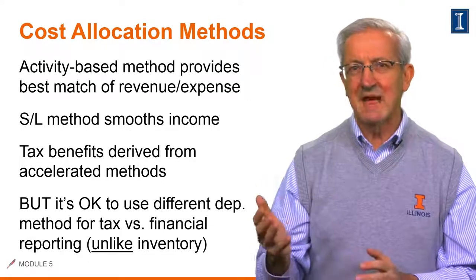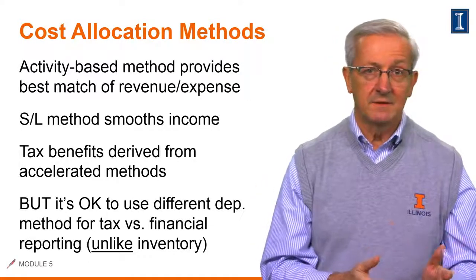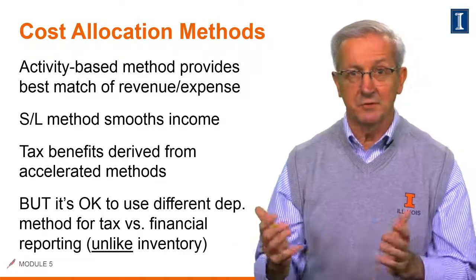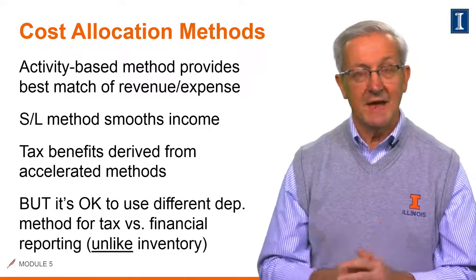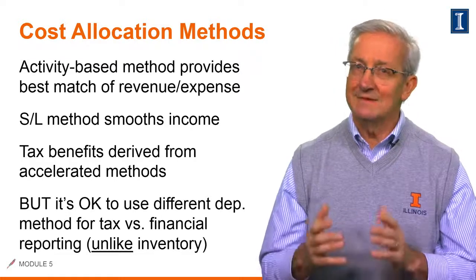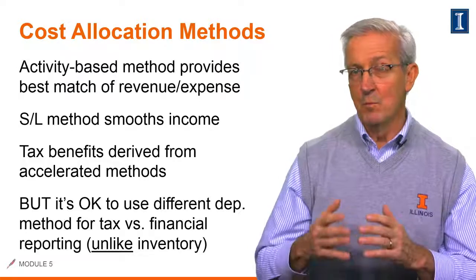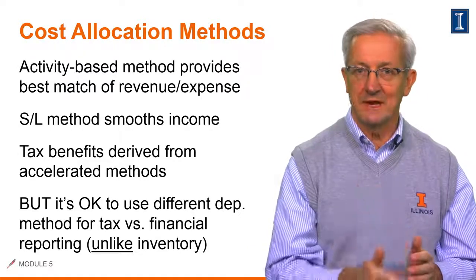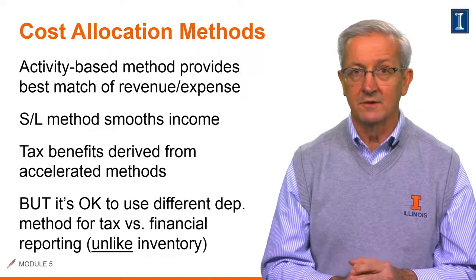So let's recap what we've done with this cost allocation method. The activity-based method provides actually the best match of all revenue and expense because it's based on amount produced. The straight line method, simplest of all to calculate, actually smooths out our income and expense throughout the years. And basically the tax benefits derived from our accelerated methods are key in that more expense in those early years of the life of the asset means less taxes paid in the early years. Remember the time value of money we talked about earlier in the course.